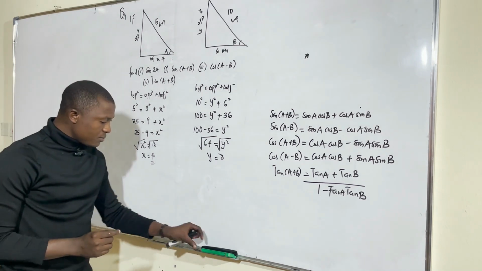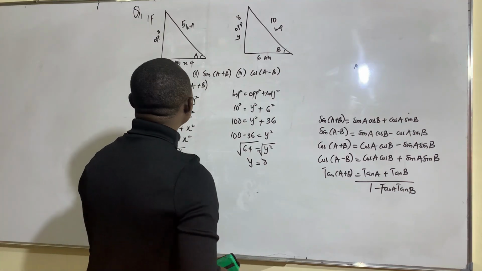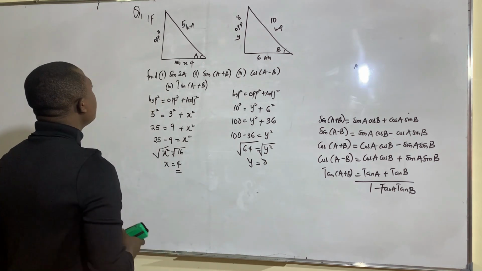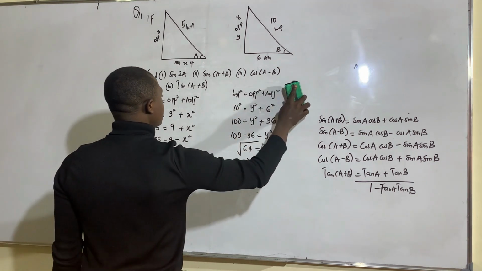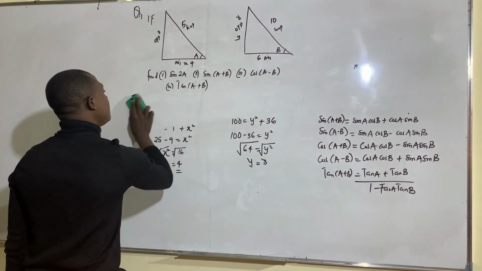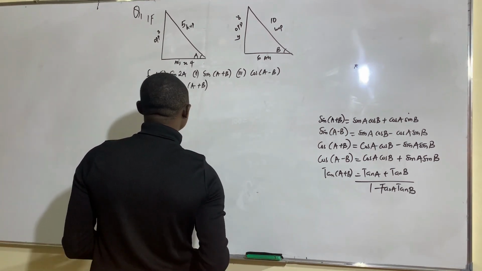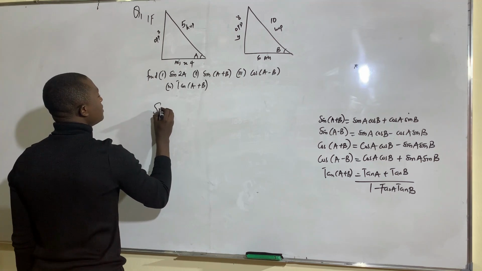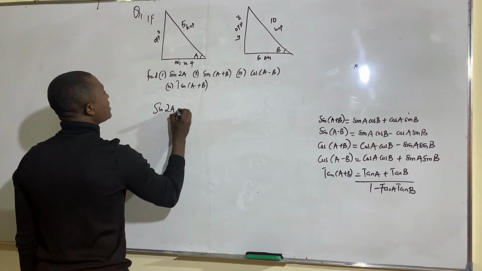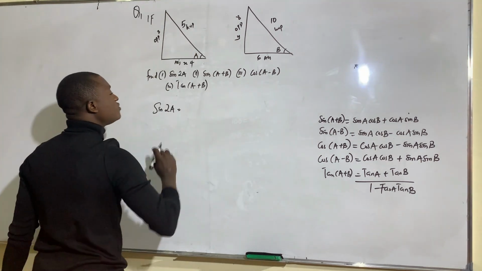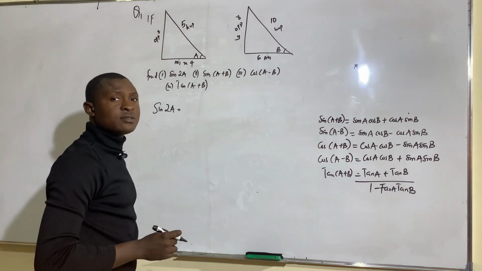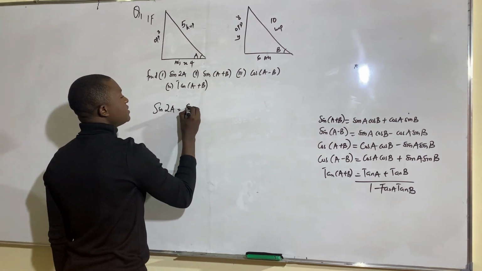Now we have to find sine 2A. I just used this one to find all the three sides. We have to find sine 2A. That means we didn't move outside of this A. If I have 2A, how can we break down the 2A?